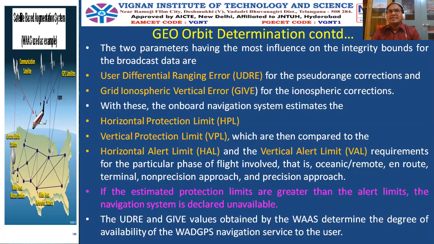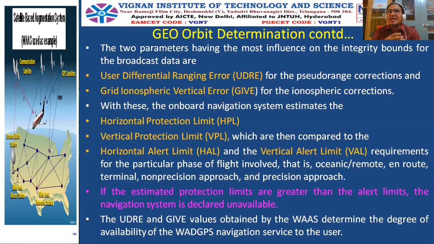Okay, then the geo orbit determination will majorly take two parameters into consideration. So we already knew this. One is the UDRE, which stands for the user differential ranging error, used for pseudo range corrections. If there are any errors or any corrections required in the pseudo range measurement, then we will use this parameter, the user differential ranging error.